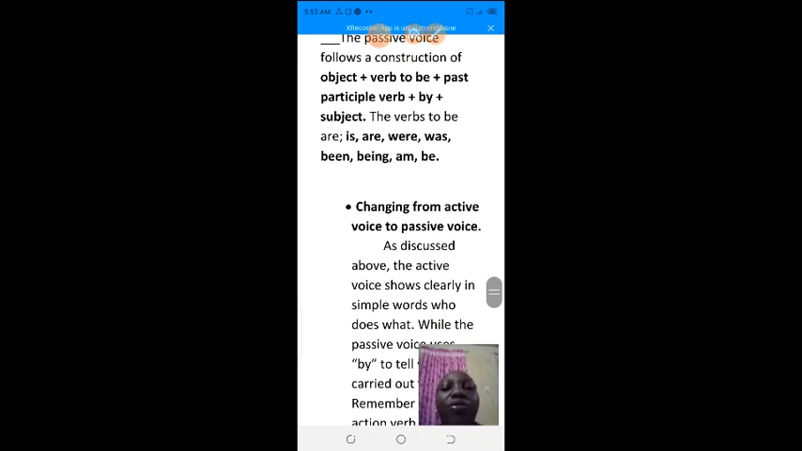Now, these verbs to be are in 8 forms. I hope you remember that. We have is, are, were, was, been, being, am, and be. All of these verbs to be are used to form the passive construction. Before the past participle verb, one of these verbs comes as a verb to be when forming a passive construction.